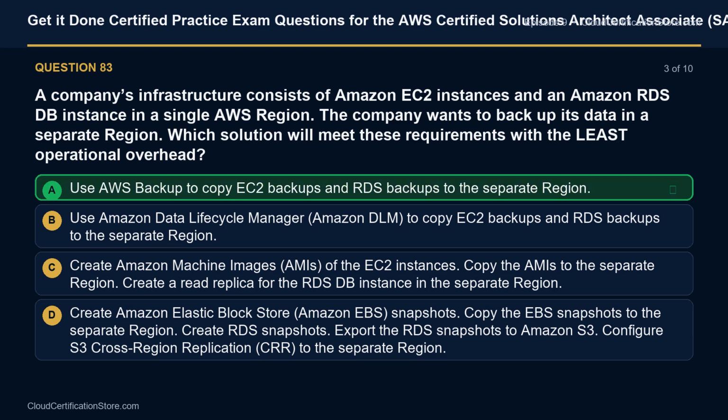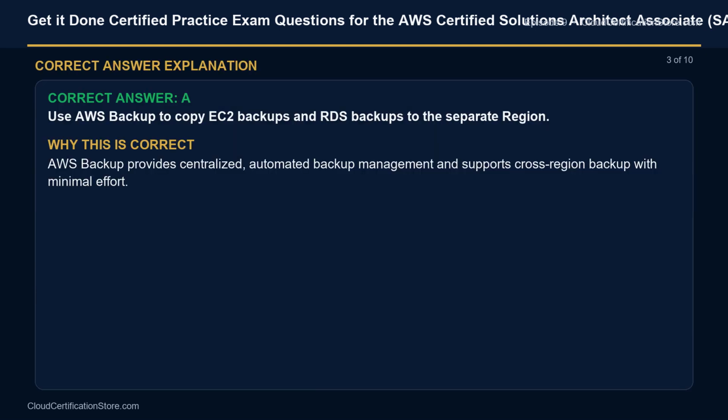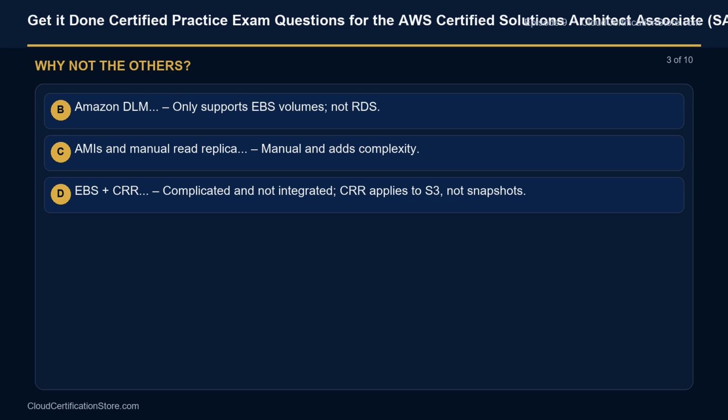The correct answer is A. Use AWS Backup to copy EC2 backups and RDS backups to the separate region. Explanation. AWS Backup provides centralized, automated backup management, and supports cross-region backup with minimal effort. Why not option B? Amazon DLM only supports EBS volumes, not RDS. Why not option C? AMIs and a manual read replica are manual and add complexity. Why not option D? EBS plus CRR is complicated and not integrated. CRR applies to S3, not snapshots.